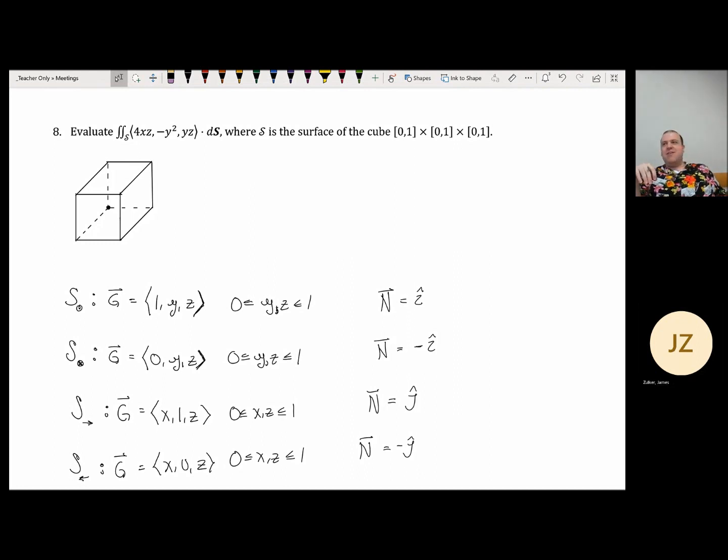So you can imagine how hideous these can get. Cube had 6 facings. Pyramid has 4. How many facings does a dodecahedron have? A lot. If it was a closed surface integral, you'd have to do this process.